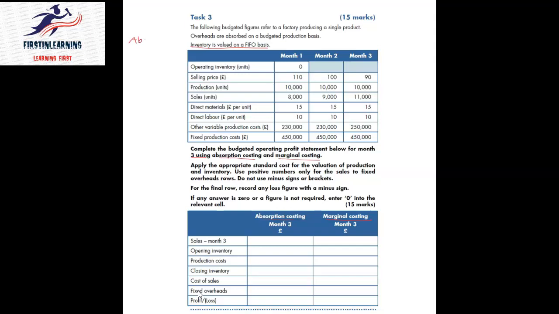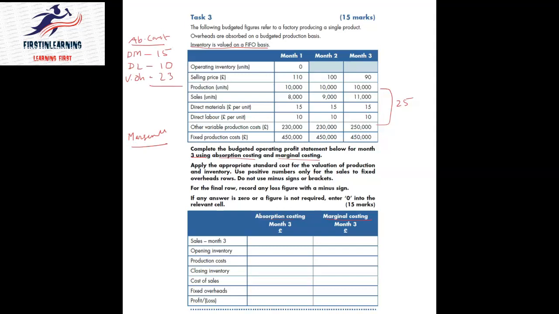So let's say absorption costing, and here marginal costing. So we can see the direct material is fixed for everywhere. So direct material is 15, and then direct labor also 10. Then we have a variable overhead. That one we can see up to month 2 is 230. So 230 divide 10,000, that gives me 23 for month 1 and 2. So variable overhead 23. But for month 4 we can see the variable overhead is 250. So 250 divide 10, that will give us 25. So we'll make a consideration later on that.